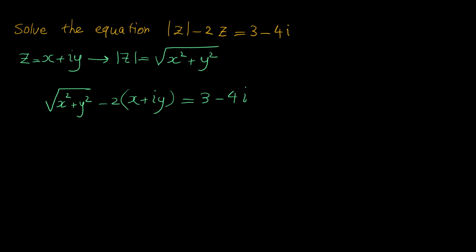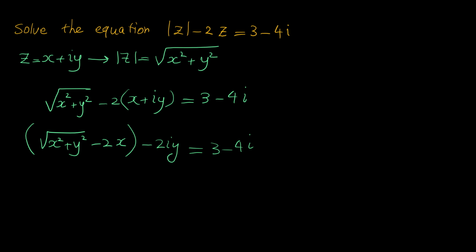For finding x and y, we separate real parts and imaginary parts, and then we set corresponding parts equal to each other. In the left side, if you pay attention, we have the radical of x² plus y² minus 2x. All of this is the real part. And also in the left, we have minus 2iy, or minus 2yi, equals 3 minus 4i.